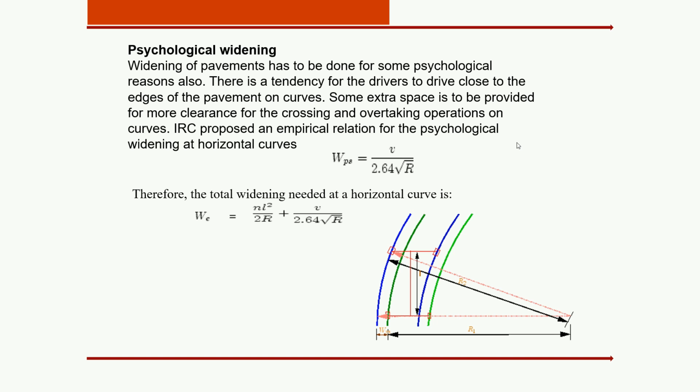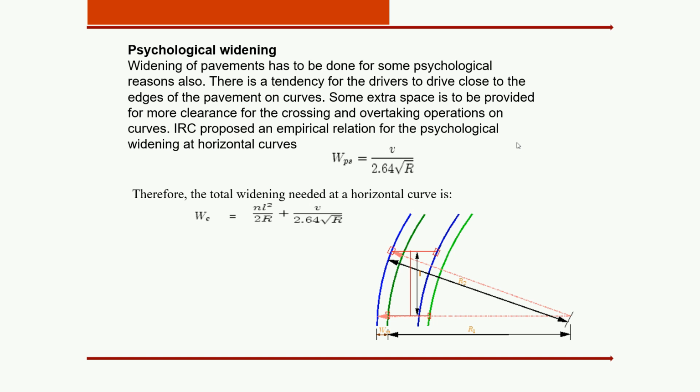V divided by the square root of R, that is, 2.64 times the square root of R. You can see in this PowerPoint presentation, this is the formula to calculate the total widening needed at a horizontal curve. And as per the IRC recommendation, we use various formulas for the calculation of the psychological widening. So students, you should understand what we mean by extra widening and psychological widening.